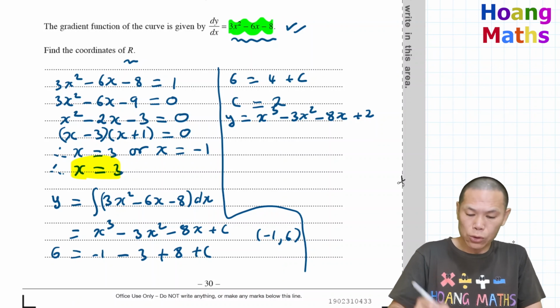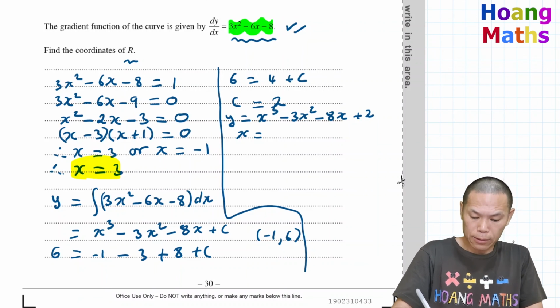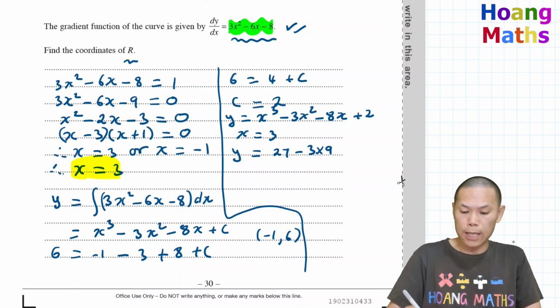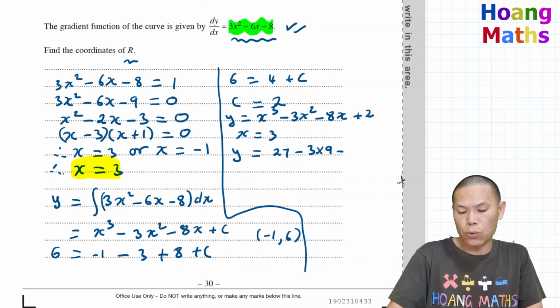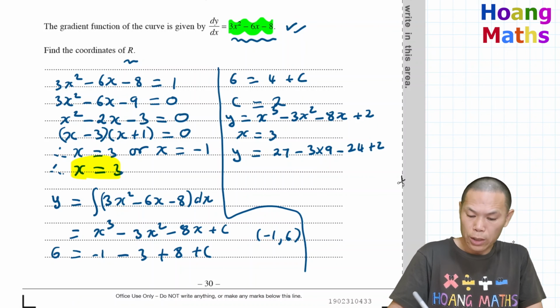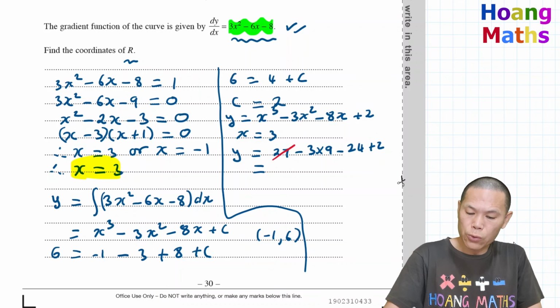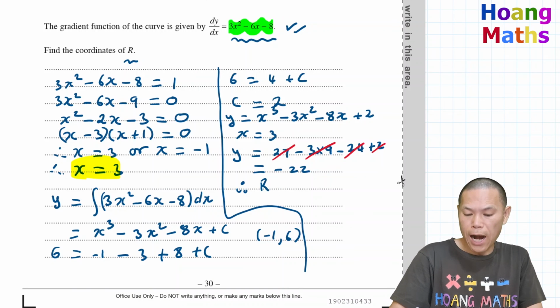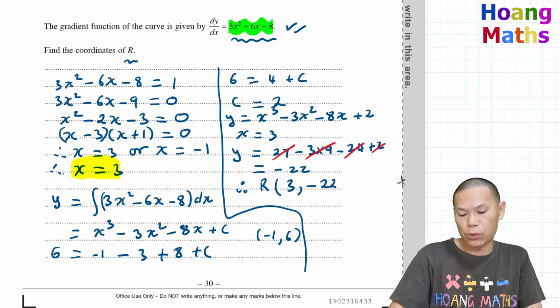So now when x is equal to 3, y equals 3 power 3 is 27, minus 3 times 9, because 3 squared is 9, minus 8 times 3, 24, we add 2. So that will give me, these two cancel out, and negative 24 plus 2 is negative 22. So therefore, the coordinate R is 3, negative 22.